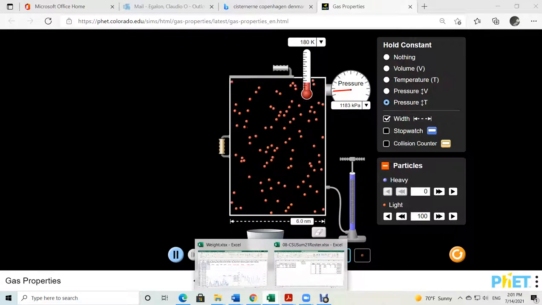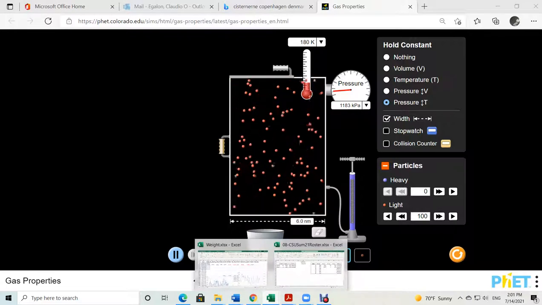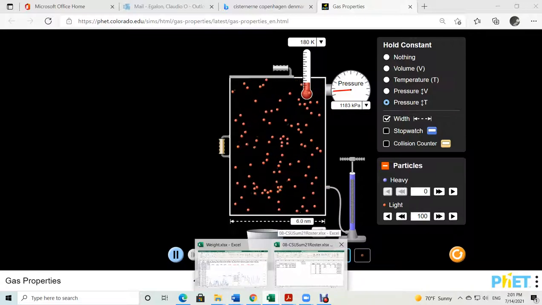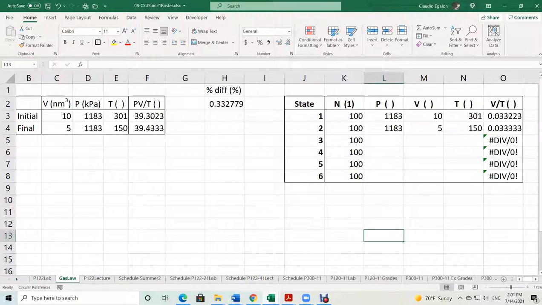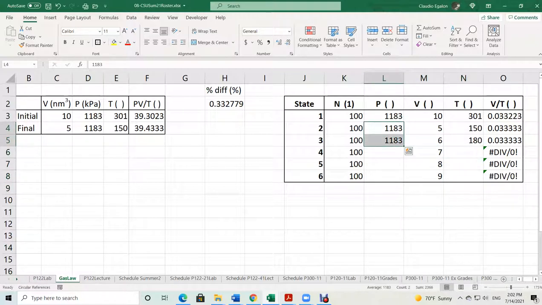The pressure doesn't change because everything is being done at constant pressure. The temperature changed to 180. That's 6, 180. The pressure is 1183. The next one is going to be 7, oh, 8, and 9. Let's see, the pressure won't change.